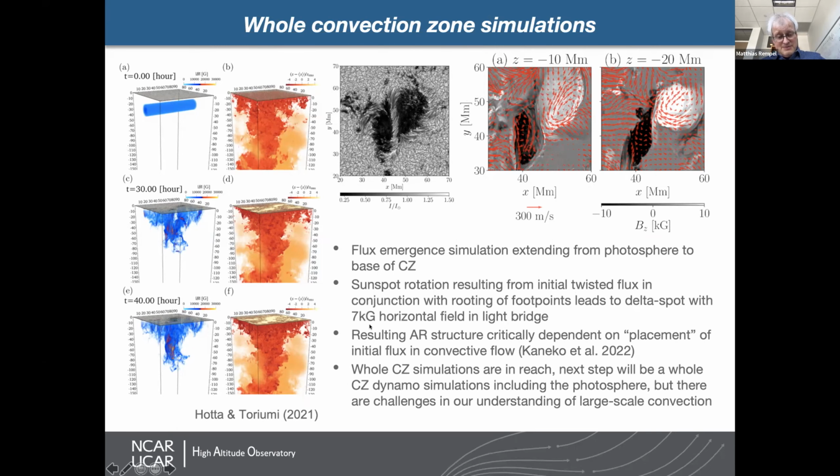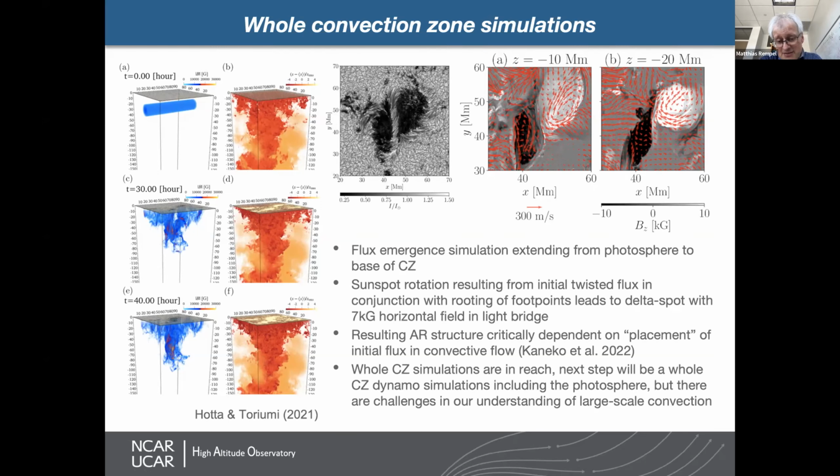Another interesting follow-up study is the work by Takafumi Kaneko, who used the same setup but varied the location where he put this initial flux concentration. I think he did something on the order of 100 different experiments, and he found that what you actually get in the photosphere depends very critically on where you place your initial flux tube. And this is just another piece of evidence which shows it's really the convection which heavily influences flux emergence.